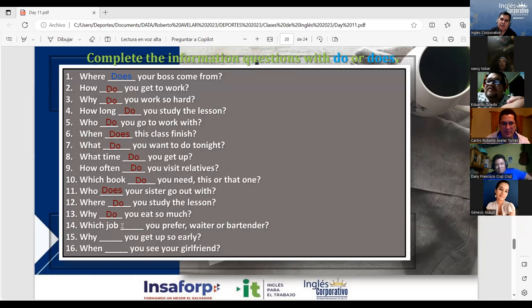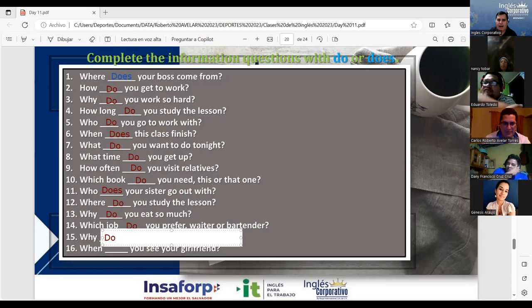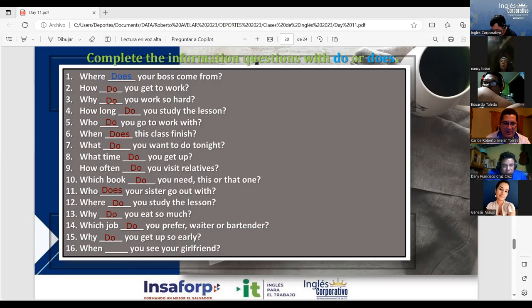Which hall do you prefer? Why do you get up so early? When do you see your girlfriend? When do you see your girlfriend?